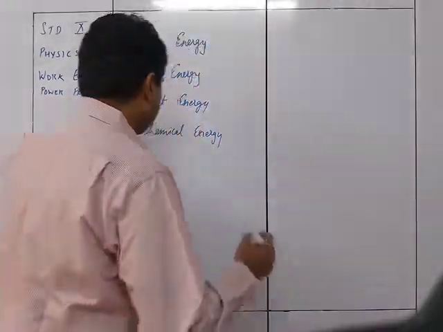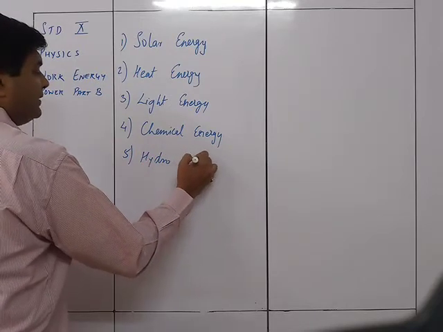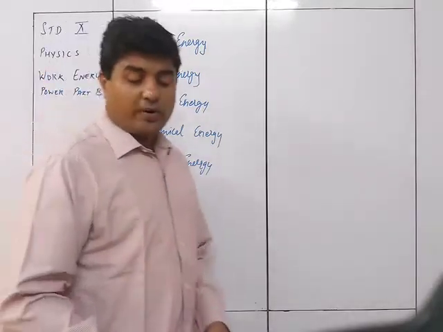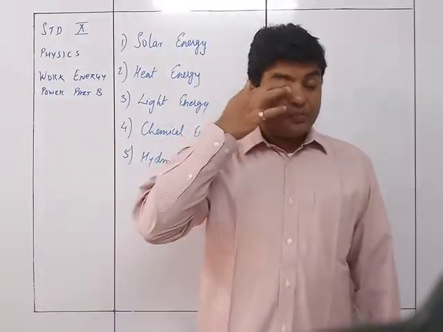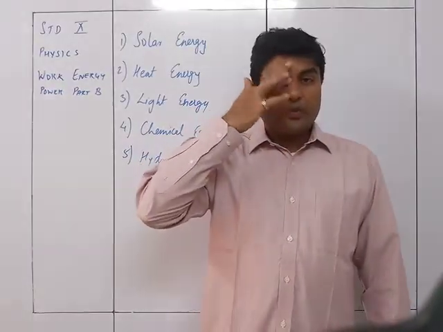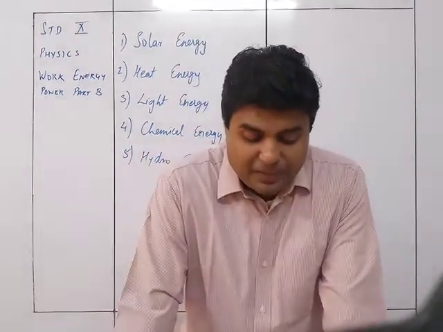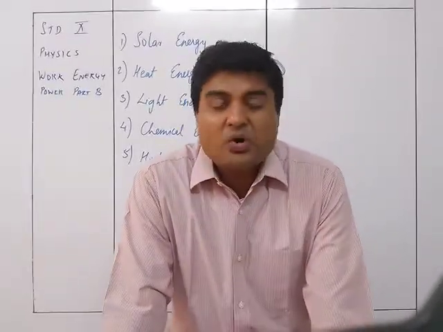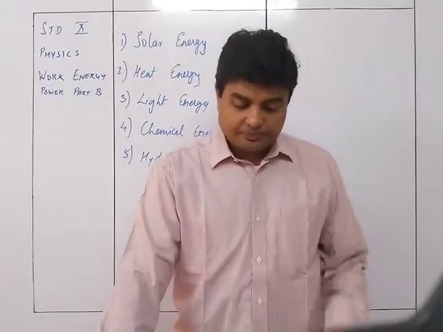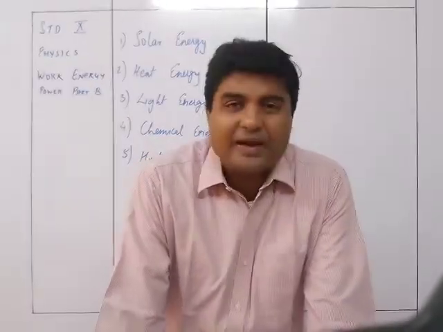The fifth one is hydro energy. Hydro energy is the one which is due to flowing water. The kinetic energy present in the flowing water is converted into another form of energy. So hydro energy is possessed by fast moving water. The energy possessed by the fast moving water is hydro energy. This energy is used to generate electricity in hydroelectric power stations.